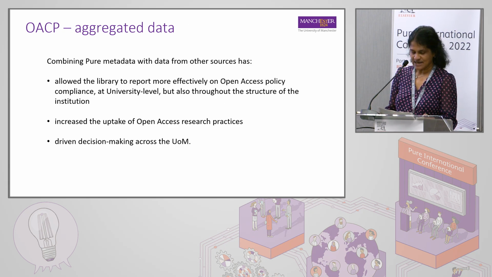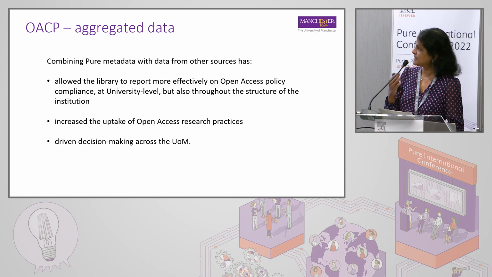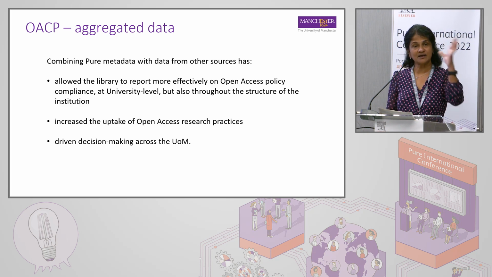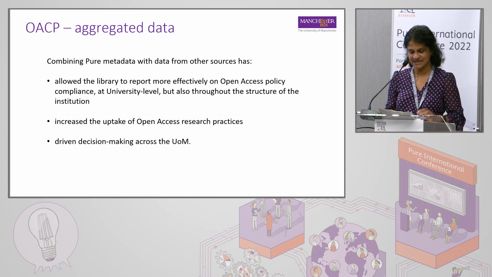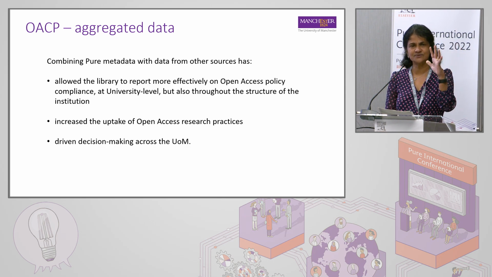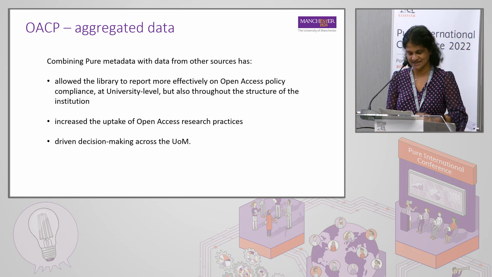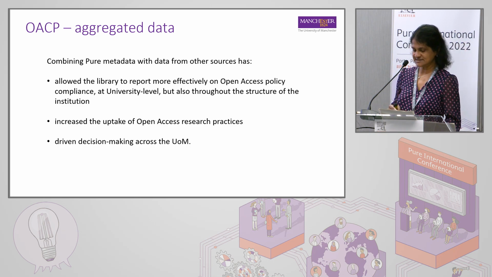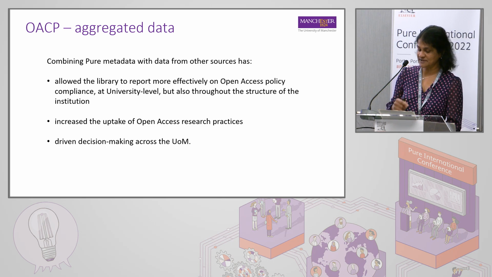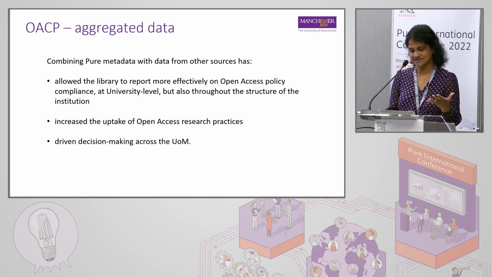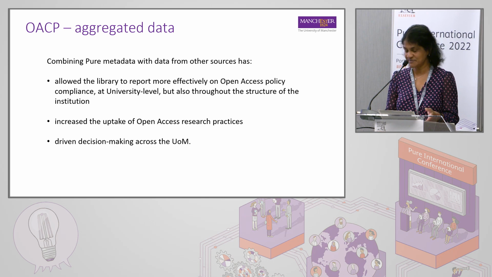Combining Pure metadata with data from other sources and internal data has allowed the library to report more effectively on open access policy compliance throughout the structure of the institution. We can produce reports for faculties, schools, and even at the university level. This has increased the uptake of open research practices and also has driven decision making at the University of Manchester.